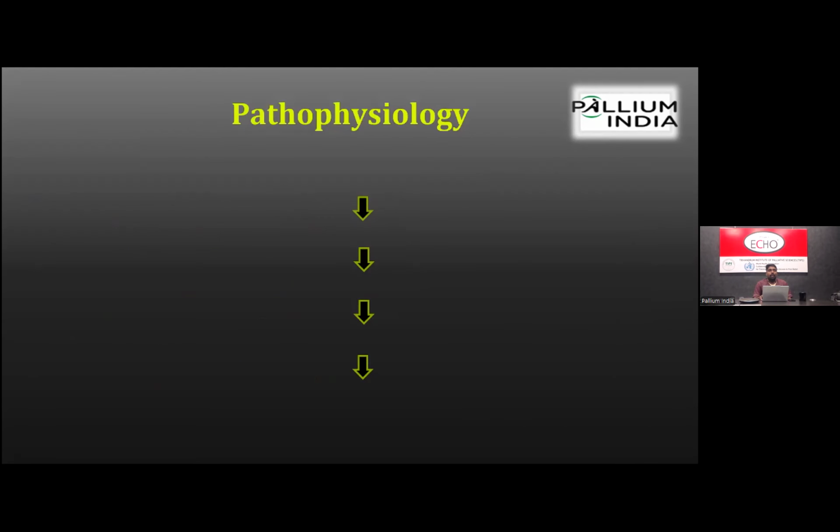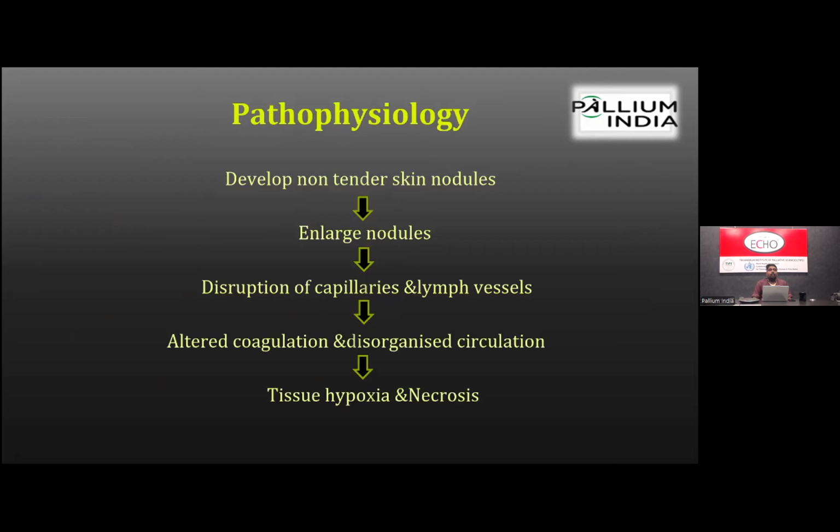So here also we can prepare on pathophysiology. First one may be the history, maybe like the development of a skin nodule. So enlarging of the nodule will happen. Then gradually the disruption of the capillaries or lymph vessels because of the enlargement of the nodule. Then altered coagulation, maybe excess blood circulation or blood clot formation. This is because of the disorganized circulation in the underlying blood capillaries.